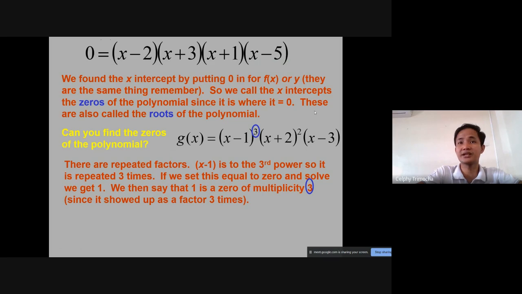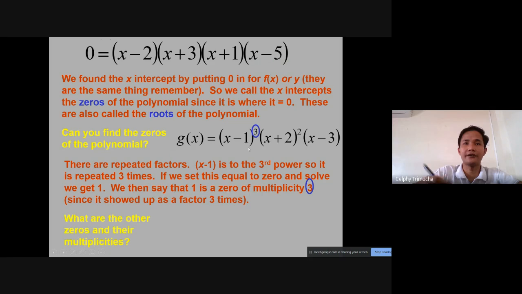If we set this equal to 0 and solve, we get x = 1. So x - 1 = 0, so we have x = 1. So we then say that 1 is the zero. 1 is a zero of the polynomial of multiplicity 3, because the exponent is 3.